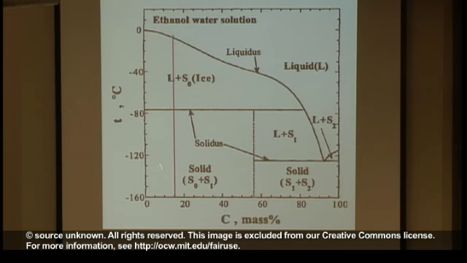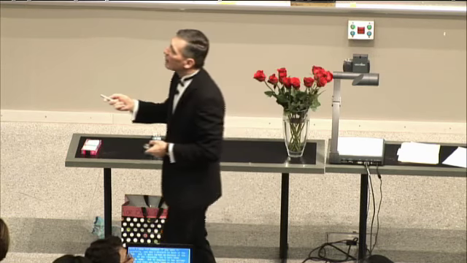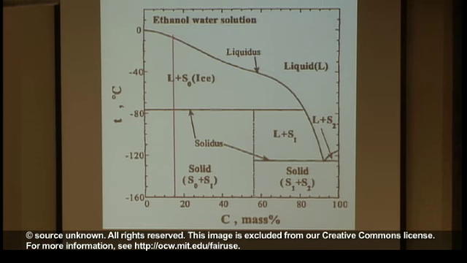So here's the phase diagram of ethanol water, and it's a eutectic. It's a eutectic. Look at way down here. In fact, ethanol makes a really good antifreeze. Look, a little bit of, you go way down here.